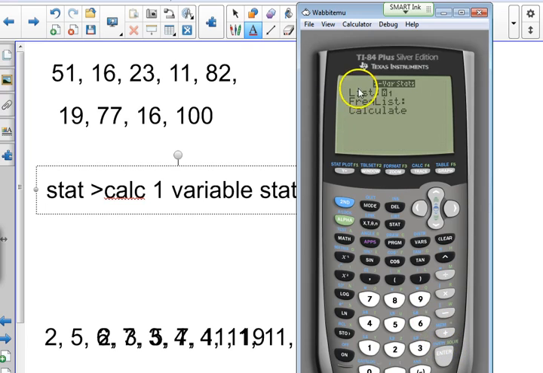Now, if you have the newer calculator, it's going to ask you some questions. The old one, you can just hit enter. All right, the new one, you just want to make sure there's no frequency list here because these numbers weren't repeated in a frequency list. We just want to use list one. Then we're going to hit calculate.